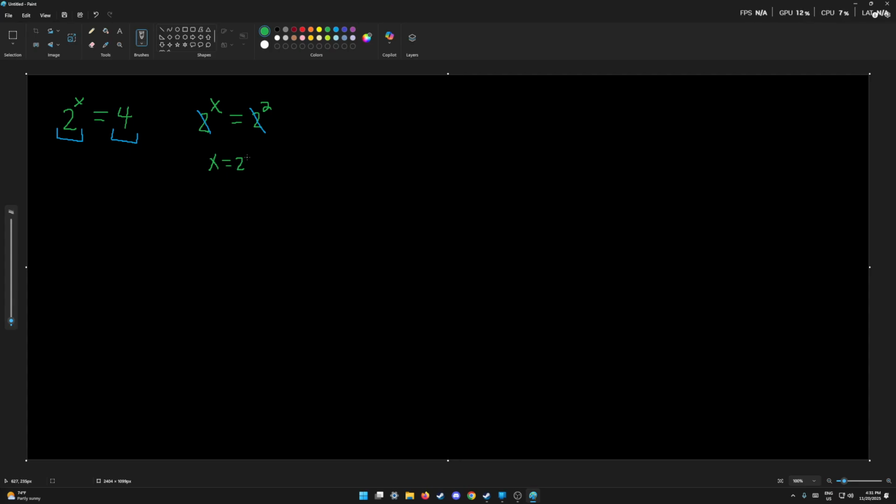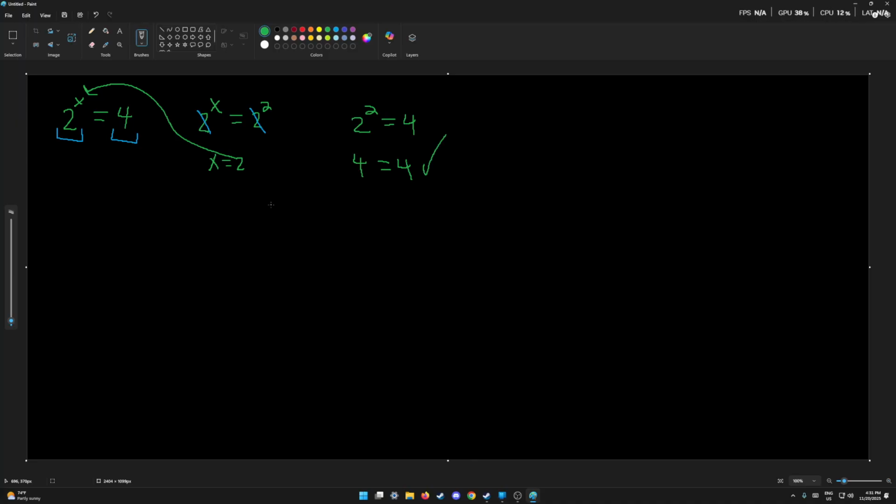It's pretty simple. And just to make sure that that works, we're going to plug this back in to this x here to make sure it works. So 2 squared equals 4. 2 squared is 4, and that equals 4. So we did it right.